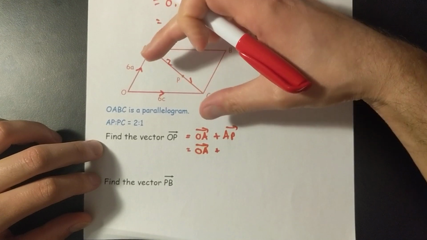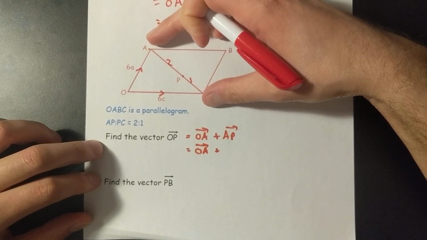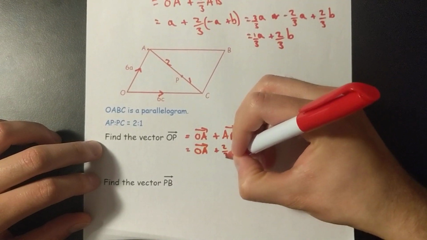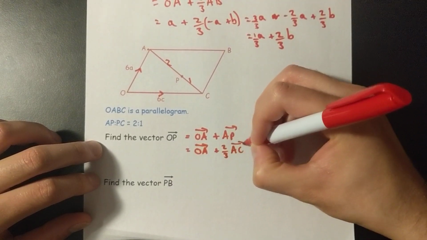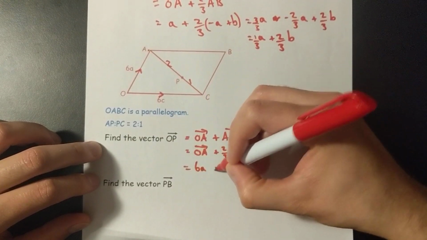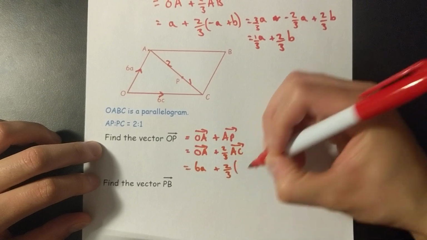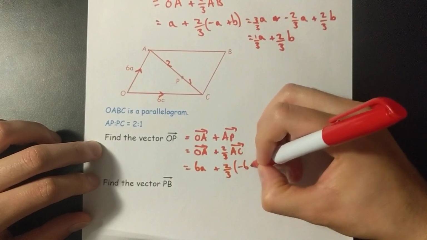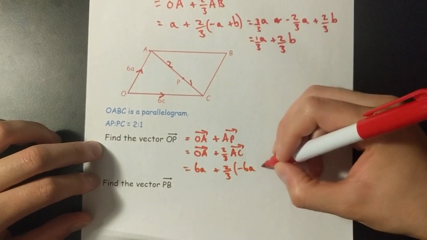It is a fraction of the journey from A to C. What fraction is it? That is 2/3. That is 2/3 of the journey from A to C. So O to A is 6a, and I'm going to have to do 2/3 of A to C. A to C is negative 6a plus 6c.